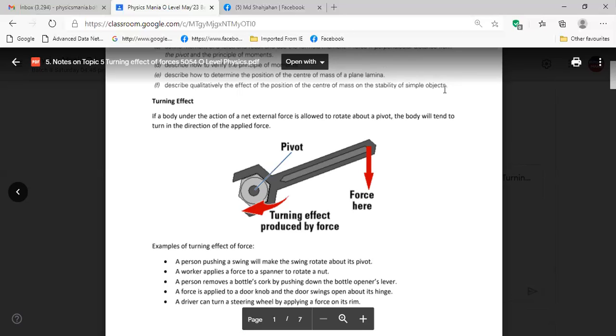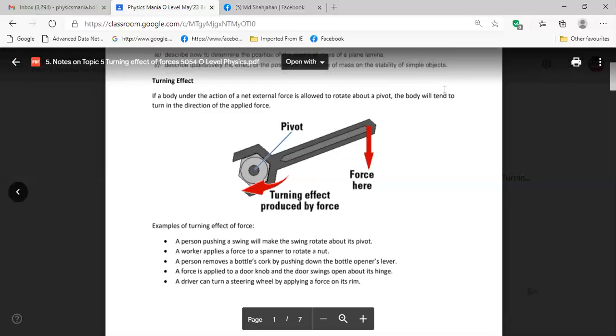So I have taken the notes. So here we have some examples of turning effect of forces. Can you read those? Examples of turning effect of force. A person pushing a swing will make the swing rotate about its pivot. A worker applies a force to a spanner to rotate a nut. A person removes a bottle's cork by pushing down the bottle opener's lever. A force is applied to a doorknob when the door swings open about its hinge. The driver can turn a steering wheel by applying force on its rim.